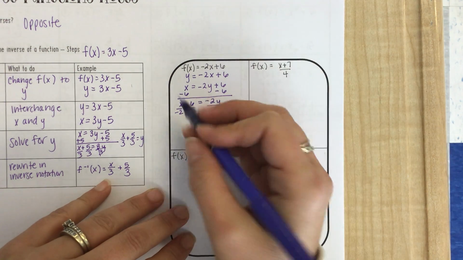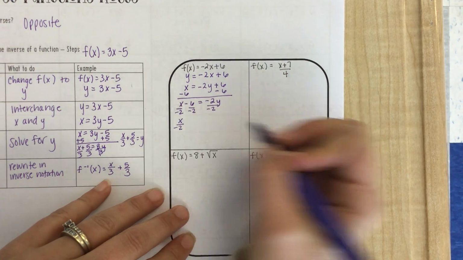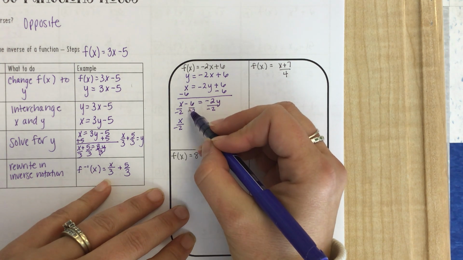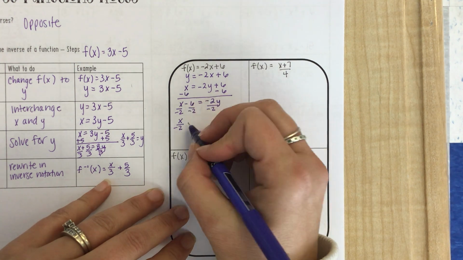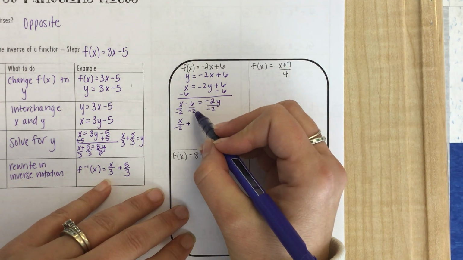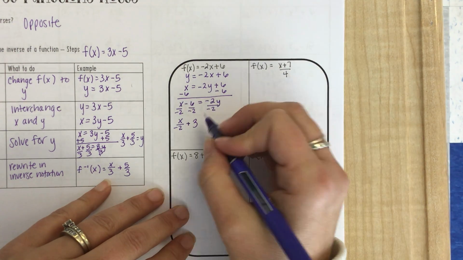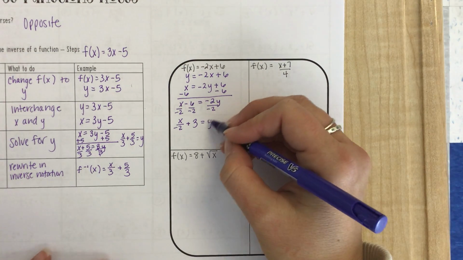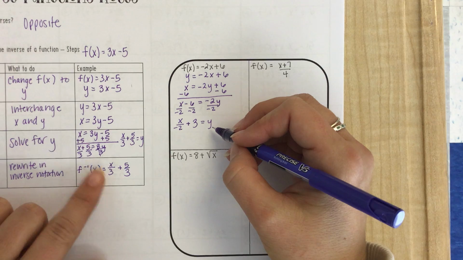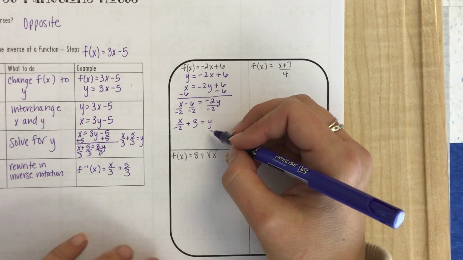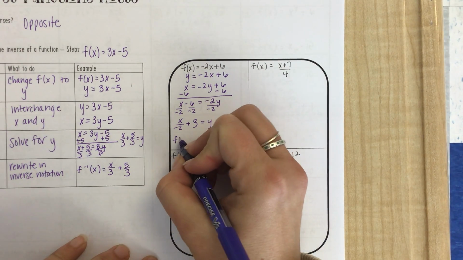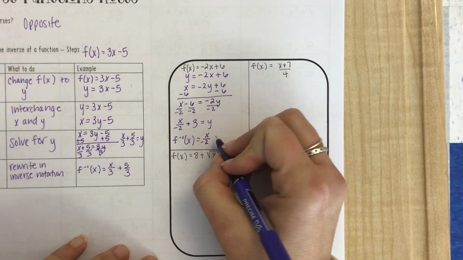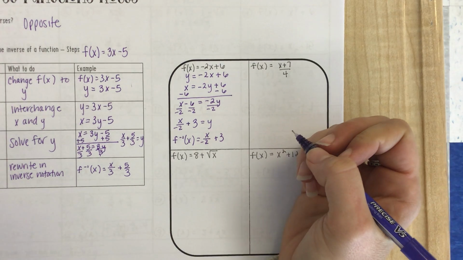All right, so x divided by -2 is just x divided by -2 minus 6 divided by -2. So notice there's a double negative here, so that turns to plus. 6 divided by 2 is 3, and that equals y. And then my last step is to get rid of the y, and write it using our inverse notation. So we have f inverse of x equals x over -2 plus 3.